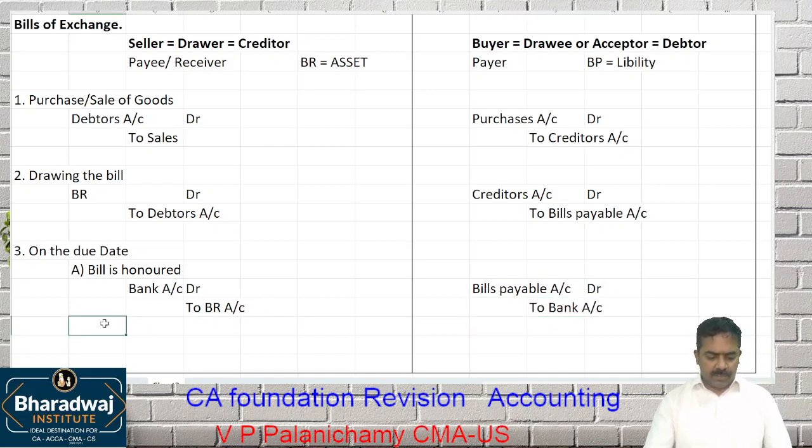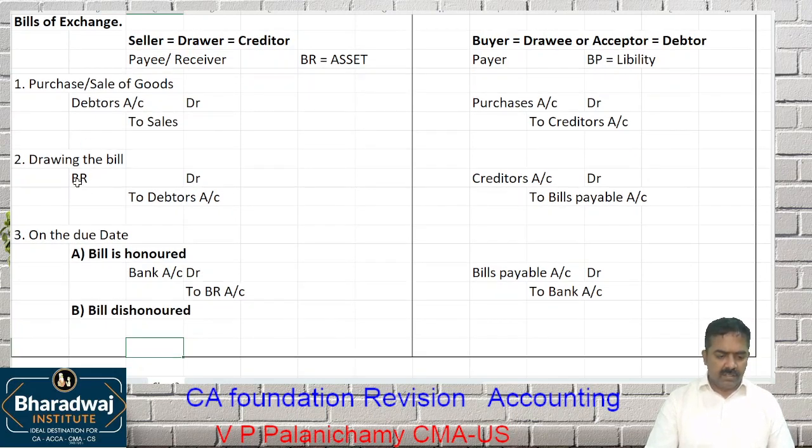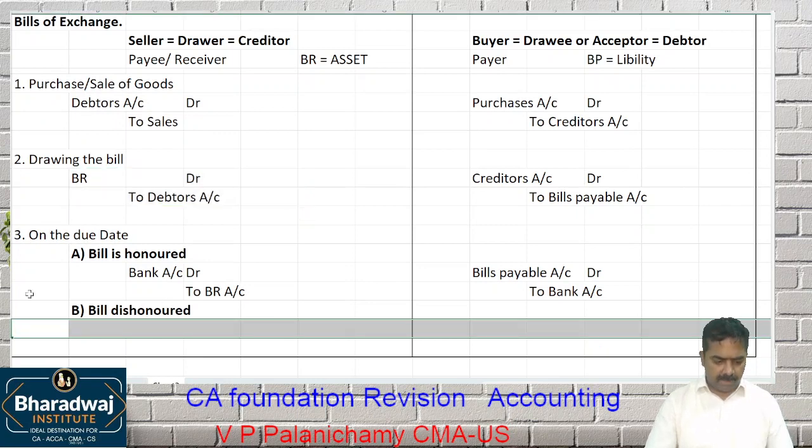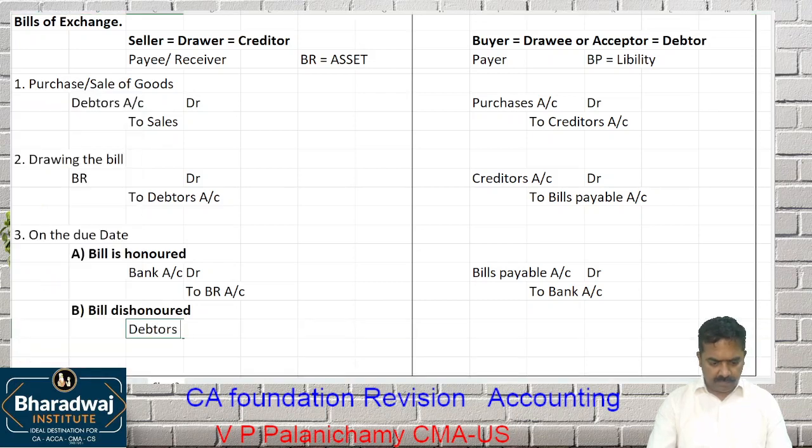Then suppose the bill is dishonored. You are holding the bill and it is dishonored, which means the bill is not collected. So you pass a reverse entry, cancelling the earlier entry: Debtors account debit, to bills receivable account.